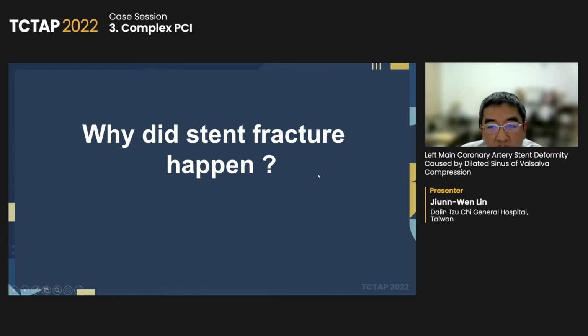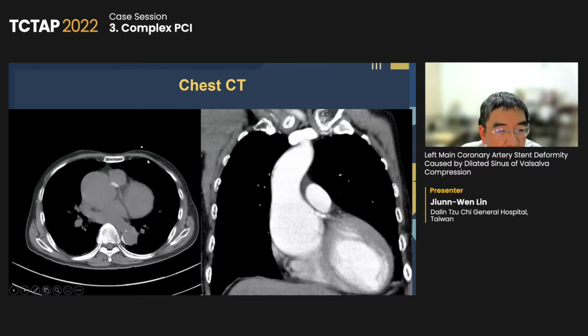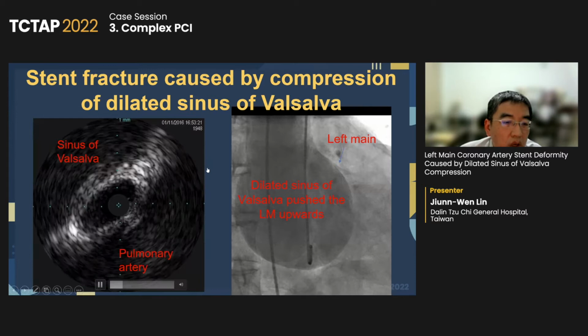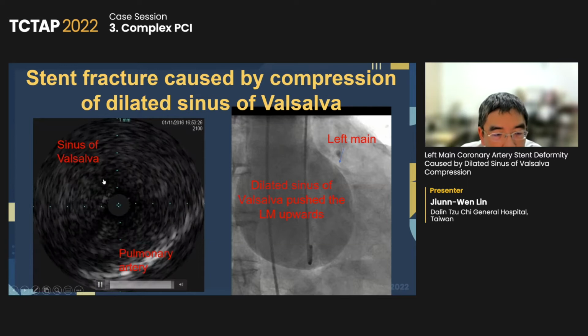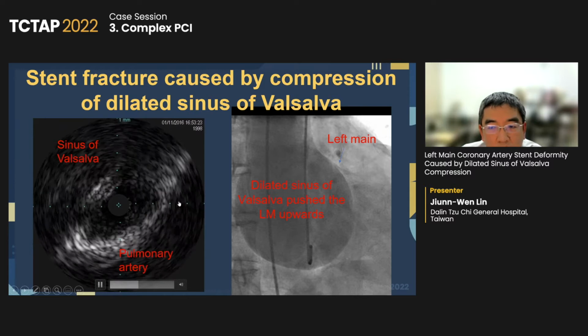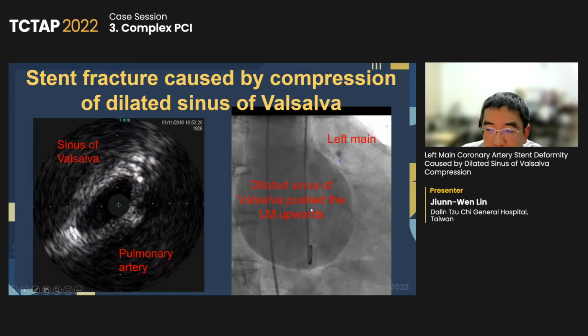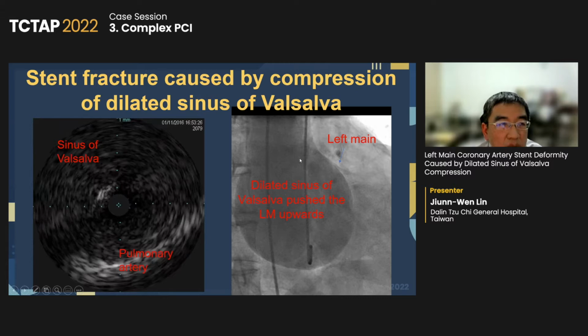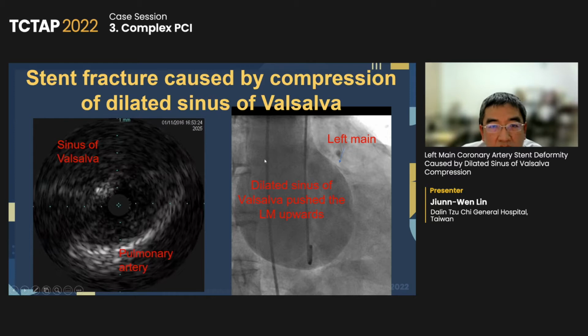But why did the stent fracture happen? In chest CT, you can see a dilated aortic root. The left main stent was sandwiched between the pulmonary artery and the sinus of Valsalva. We reviewed the IVUS, showing the left main lumen changes its size with heartbeat, compressed by the sinus of Valsalva and the pulmonary artery. In the angiogram, you can see the dilated sinus of Valsalva pushing the left main coronary artery upward to the pulmonary artery. In summary, the stent fracture was caused by compression of the dilated sinus of Valsalva.